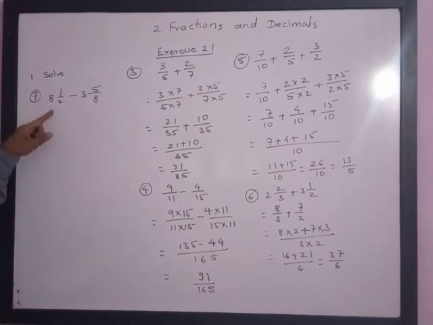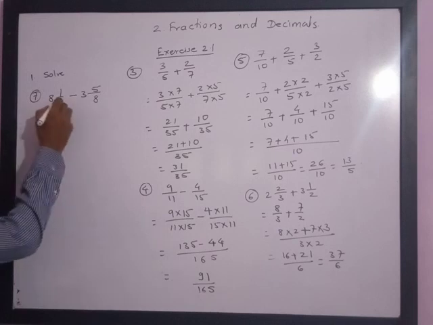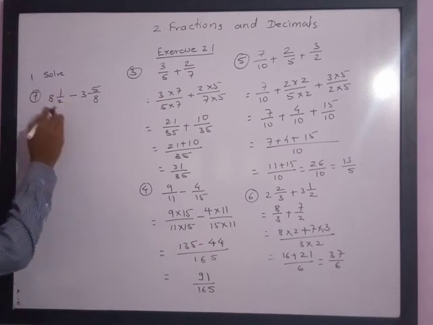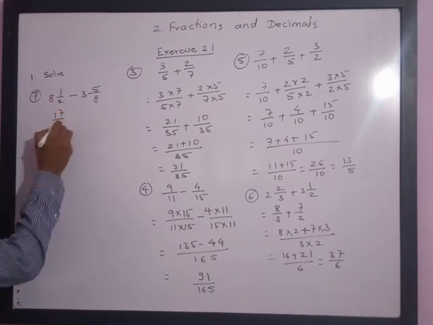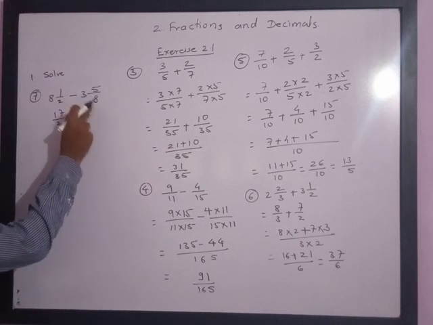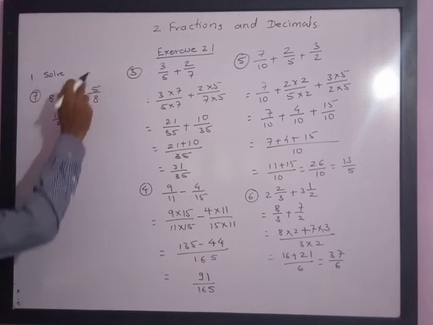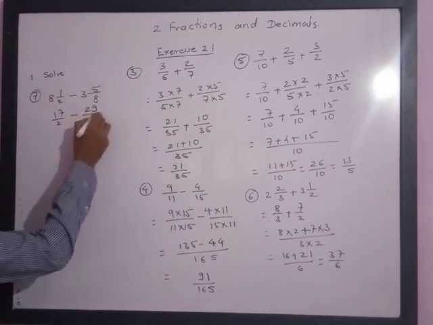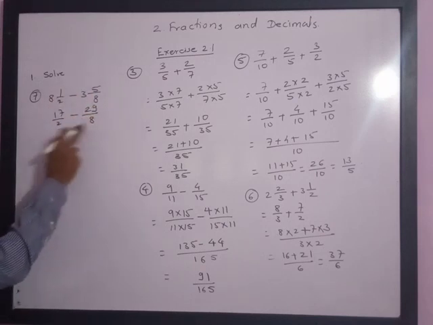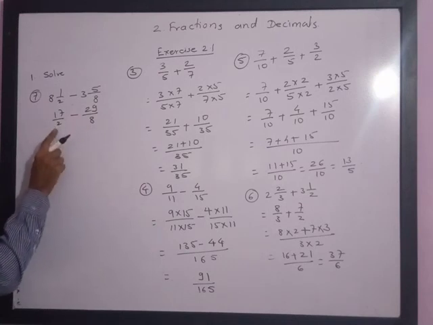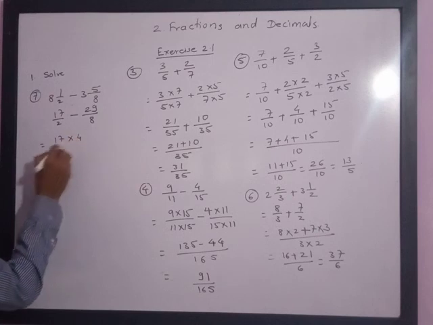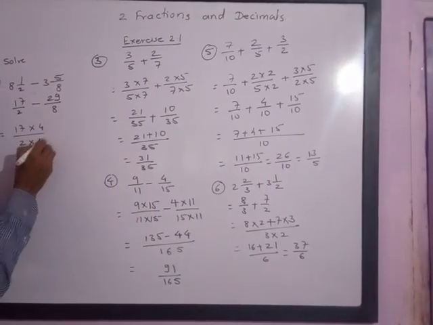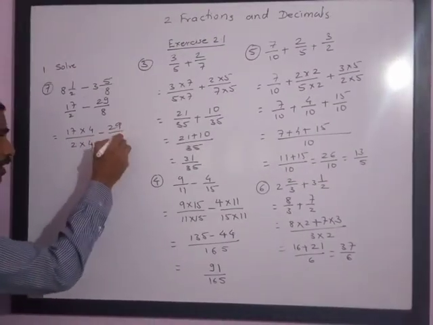Next question is 8 integer 1 upon 2 minus 3 integer 5 upon 8. So we have to convert these first into improper fractions. This is equal to 8 2s are 16, 16 plus 1 is 17 upon 2 minus 3 8s are 24, 24 plus 5 is 29 upon 8. Now to make the denominator same, we can multiply this side fraction by 4. So we will get 17 into 4 upon 2 into 4. There is no need to multiply the other fraction.